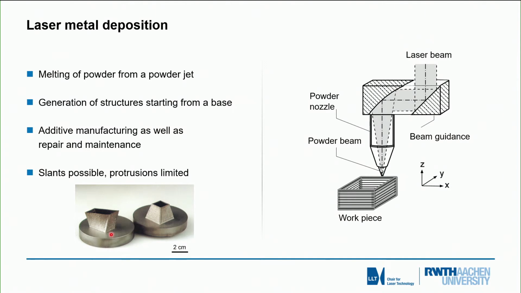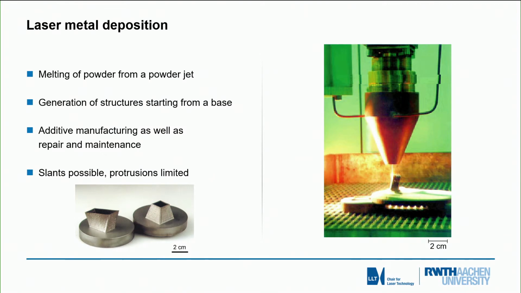On the left you see some examples of trials for slants. So we can slant the geometry, we can change the direction, the angle up to certain degrees. This is possible. On the right now you see a picture of the process. It is quite nice to see the coaxial powder flow and the interaction zone with the laser, which coaxially comes through that nozzle and melts the powder just at the point of interaction, or the tool center point.